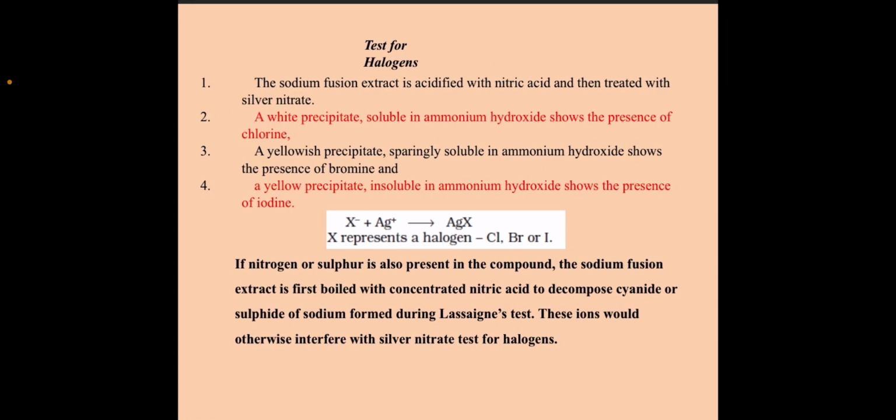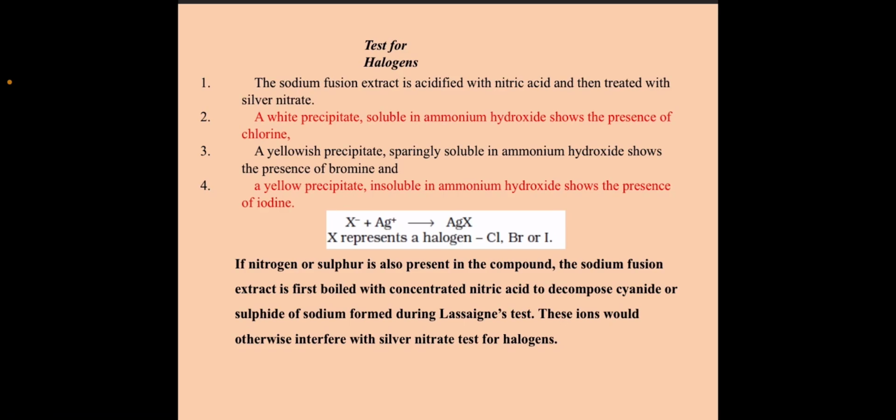Now the test for halogens: the sodium fusion extract is acidified with nitric acid and then treated with silver nitrate. A white precipitate soluble in ammonium hydroxide shows the presence of chlorine. A yellow precipitate sparingly soluble in ammonium hydroxide shows the presence of bromine, and a yellow precipitate insoluble in ammonium hydroxide shows the presence of iodine. This is how we can test the halogens.